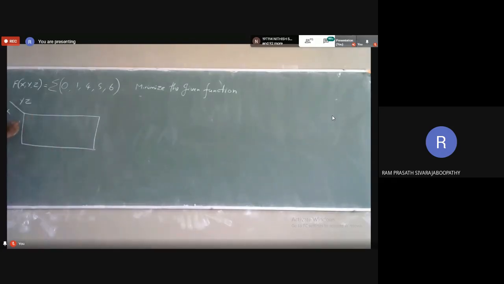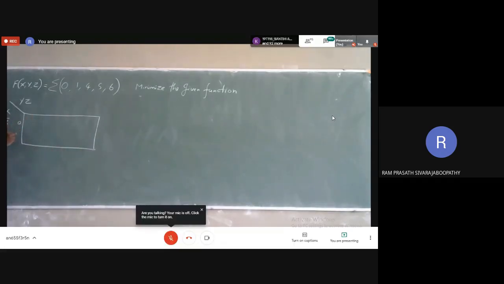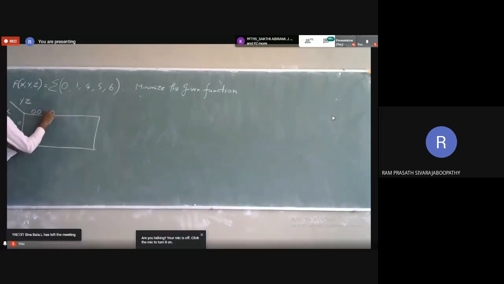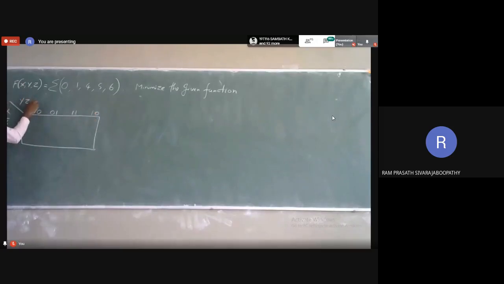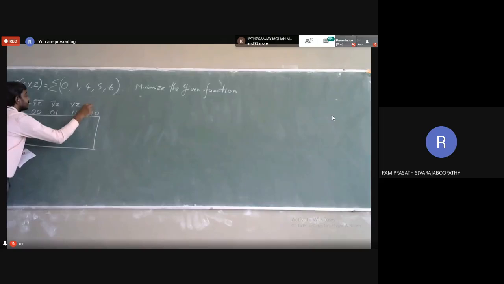Fine. So x possible value 0 means x bar, 1 means x. For y z: 0 0, 0 1, 1 1, 1 0. Don't forget this pattern. So it is y bar z bar, y bar z, y z, then this one is y z bar.